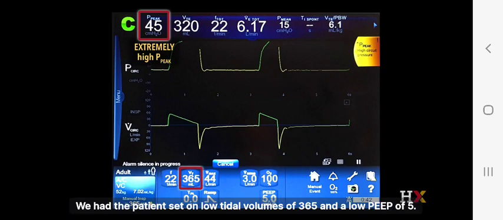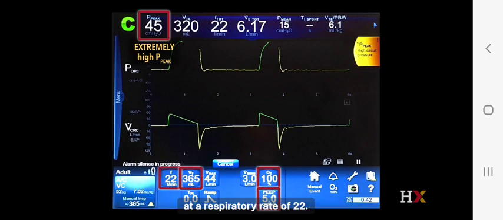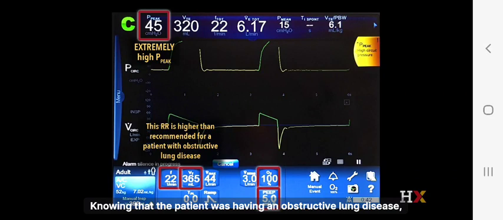We had the patient set on low tidal volumes of 365 and a low PEEP of 5, and we had just intubated her, so she was set at an FiO2 of 100%. I would also note that we had the patient set at a respiratory rate of 22. Knowing that the patient was having an obstructive lung disease, this is probably too high of a respiratory rate.